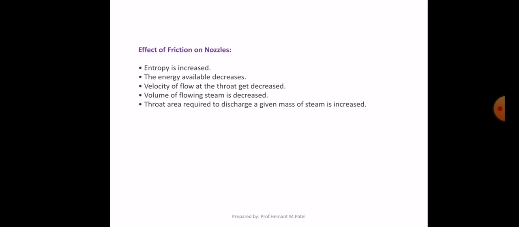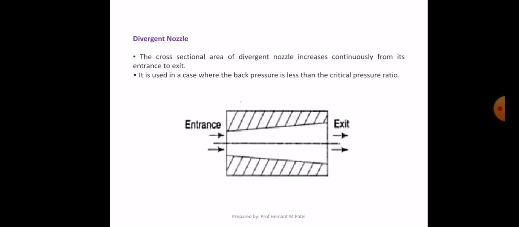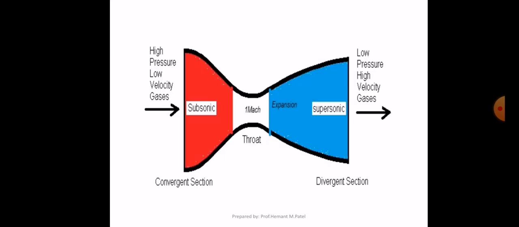Okay, what are the effects of friction on a nozzle? Entropy increases, the energy available decreases, velocity of flow at the throat decreases, volume of flowing steam decreases, and the throat area required to discharge a given mass of steam is increased. So these are the effects of friction on a nozzle. So these are the three types of nozzle: convergent, divergent, and convergent divergent with throat.